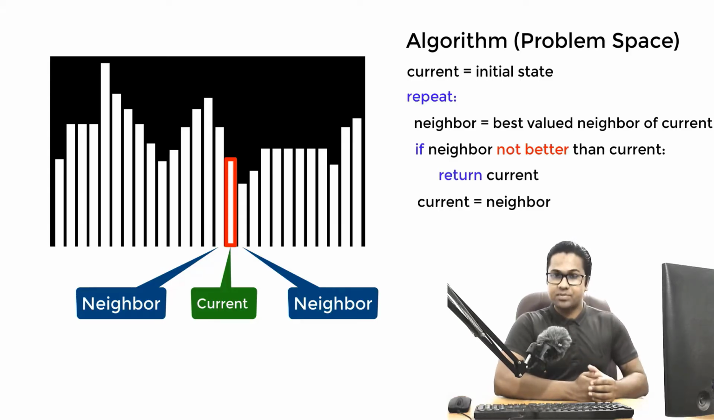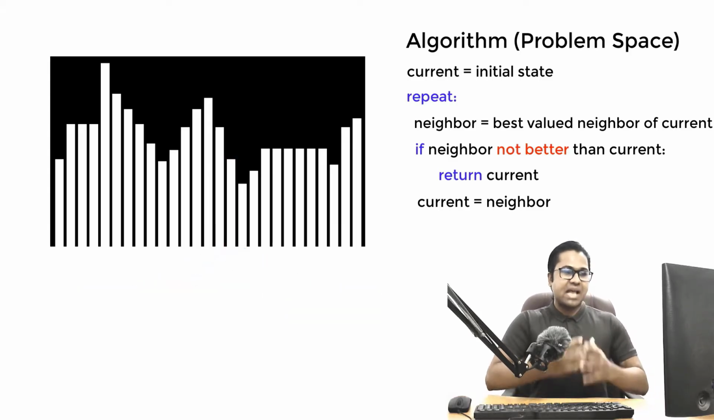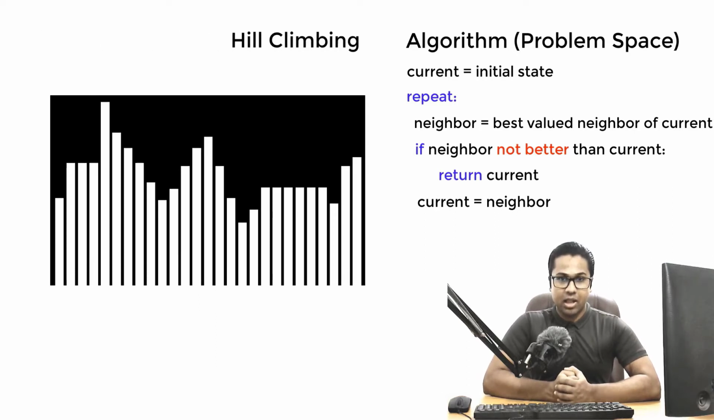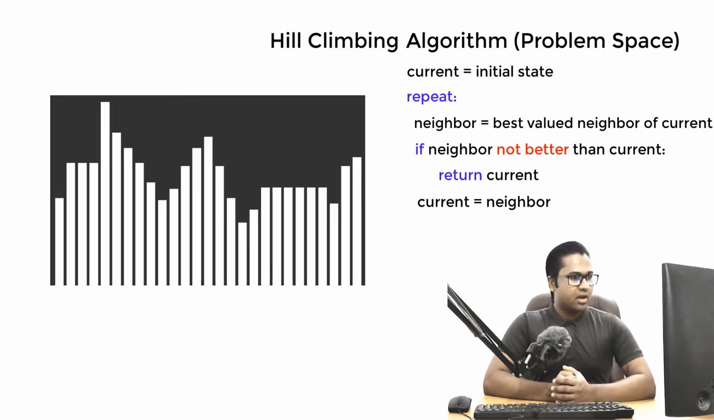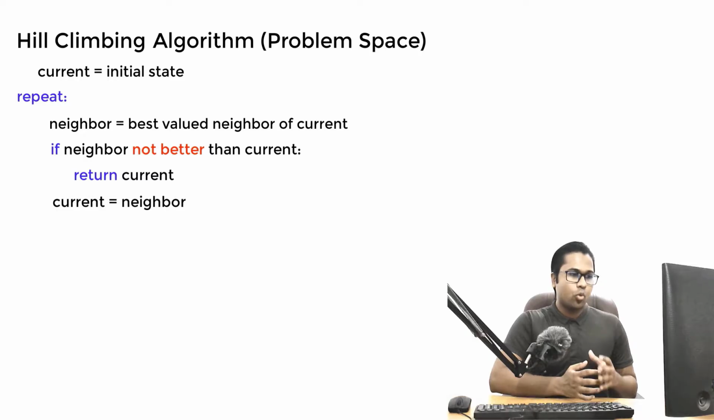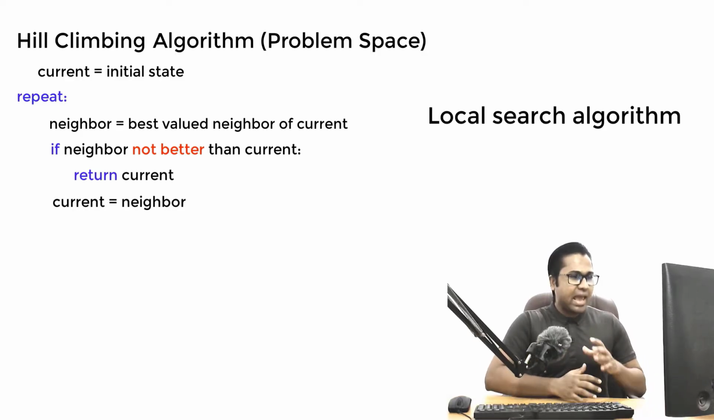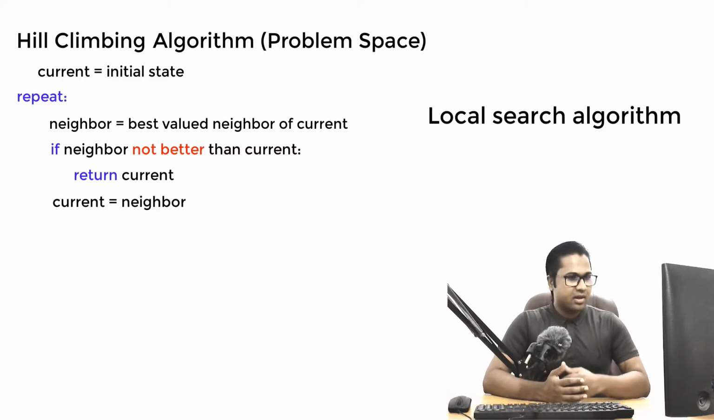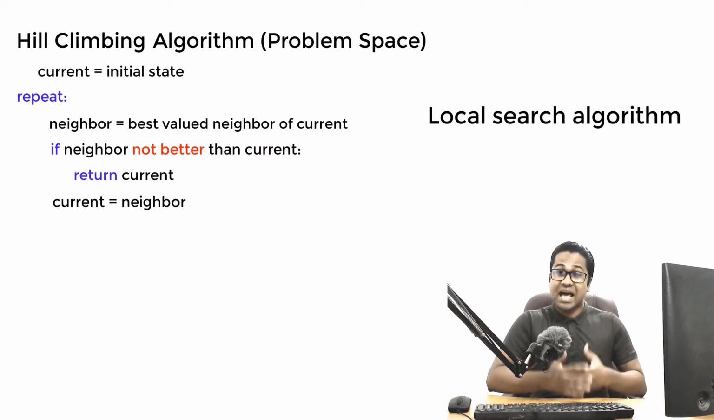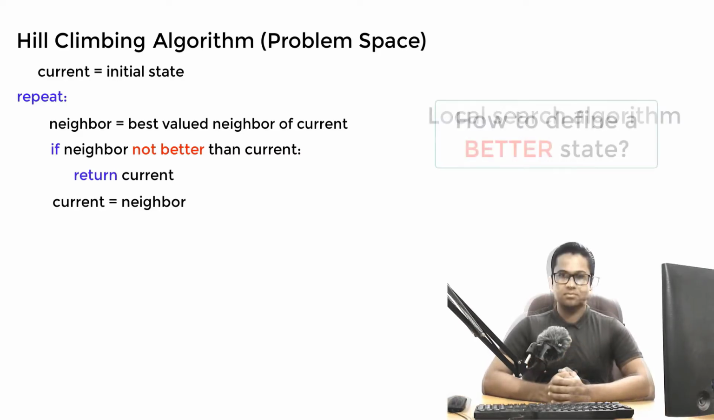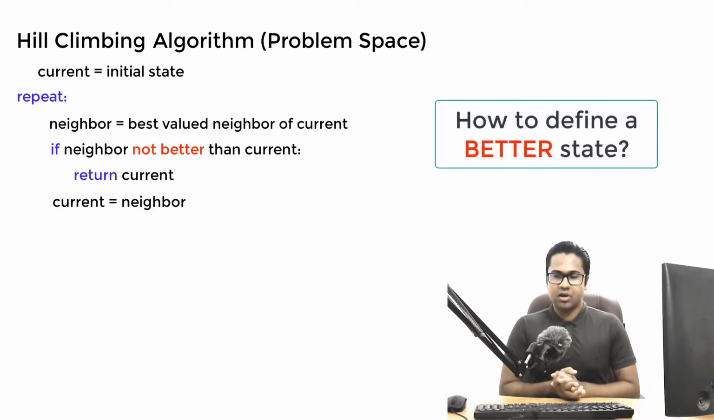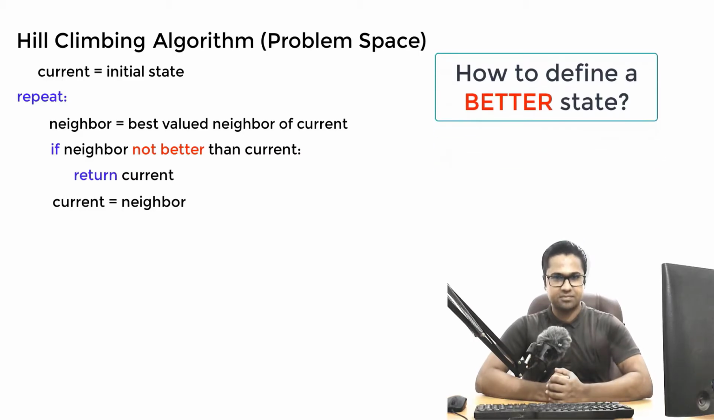So this is our optimization algorithm, and this algorithm is called the hill climbing algorithm. The hill climbing algorithm is one type of local search algorithm because the neighbor states are compared to the current state, and if any of them is better, it changes the current node from the current state to that neighbor state. Now the question is how to define the better state.